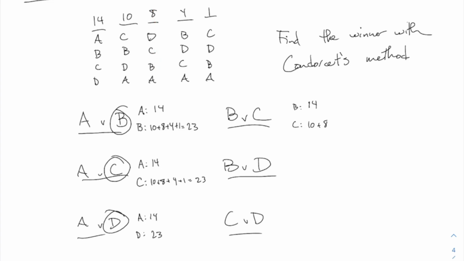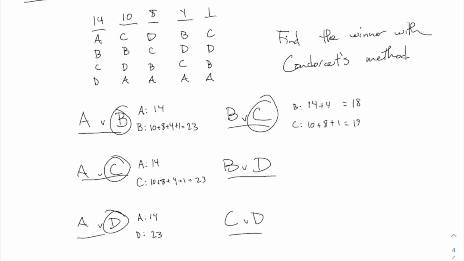The next column, the 4, has B above C. Oops, the B is above the C right here. So these 4 votes go to B. And in the last column, C is above the B. That's 1 more for C. This adds up to 18. This adds up to 19. C is the winner. All right.